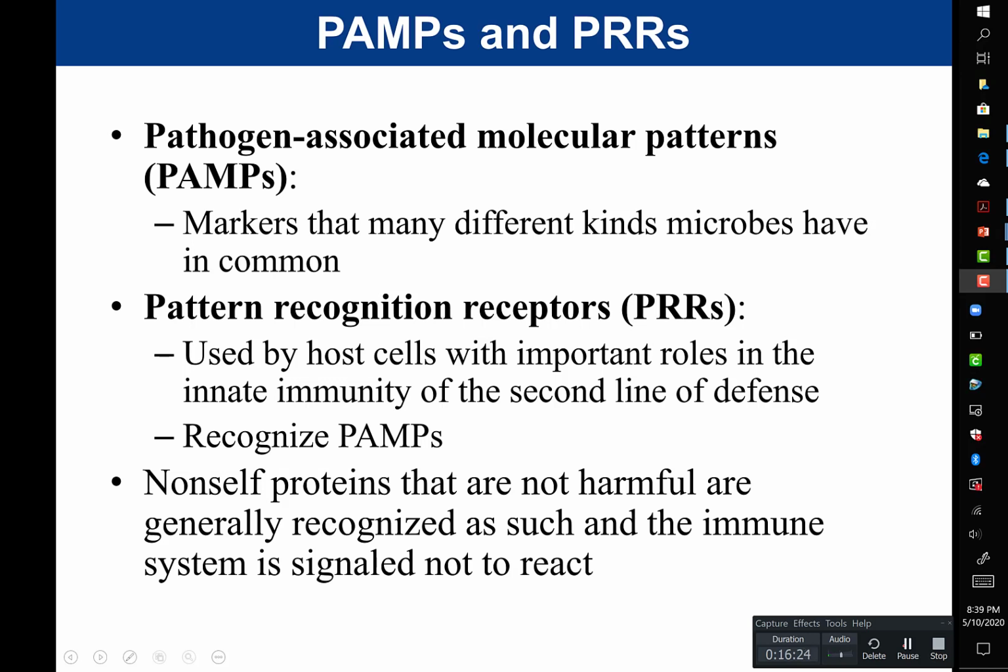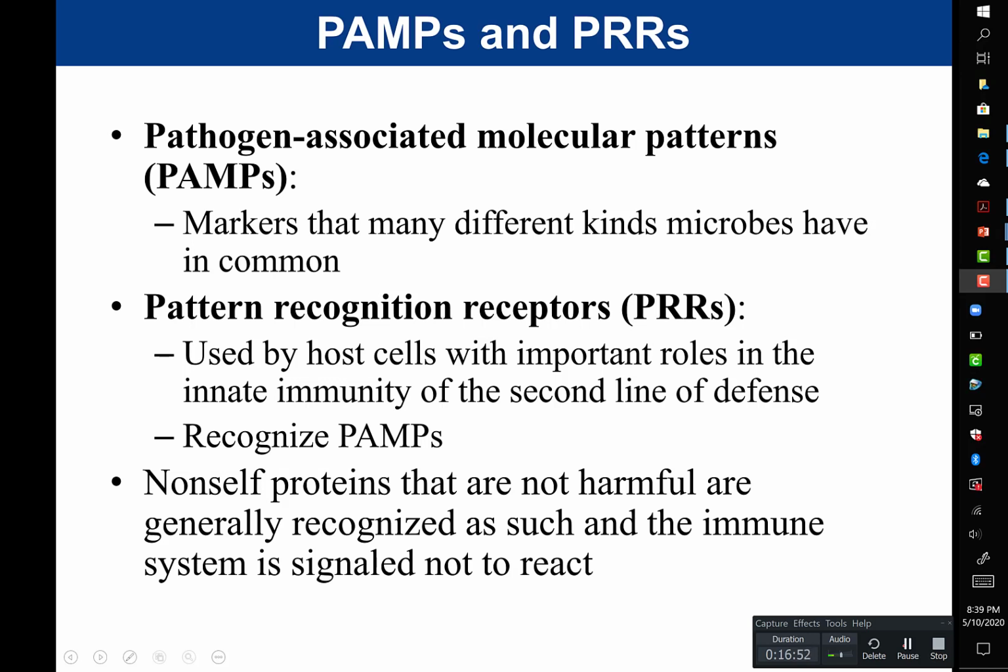White blood cells have what are referred to as pattern recognition receptors, PRRs. And so these are used by host cells with important roles in innate immunity, the second line of defense, because these receptors are going to recognize those PAMPs. And so that is what's going to allow the immune system to recognize something as being foreign.